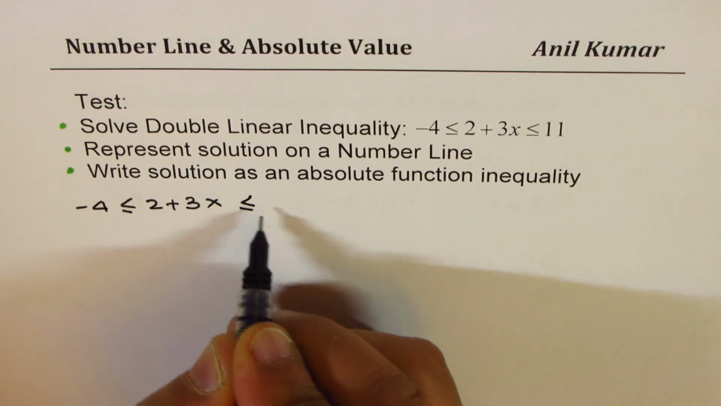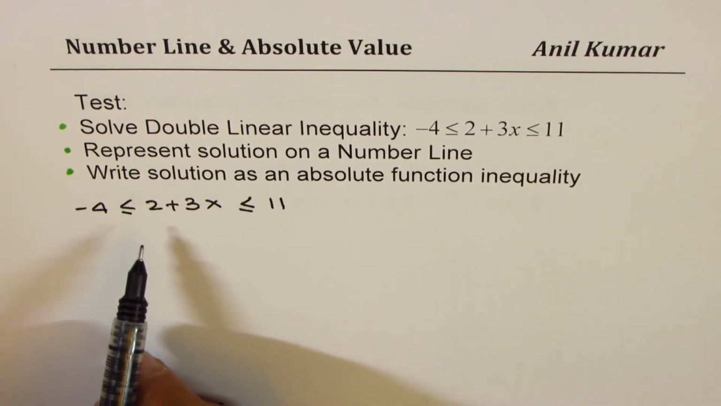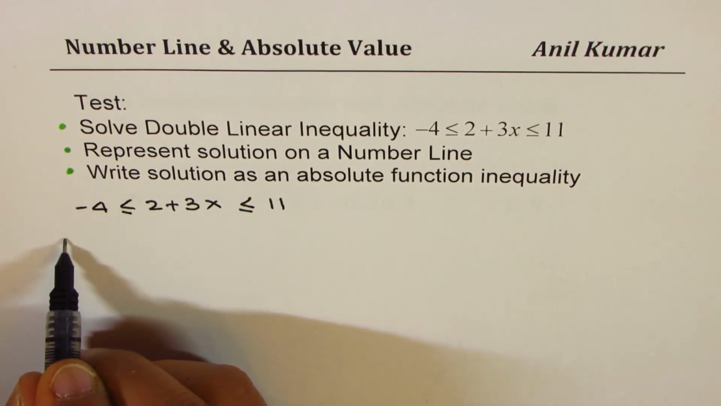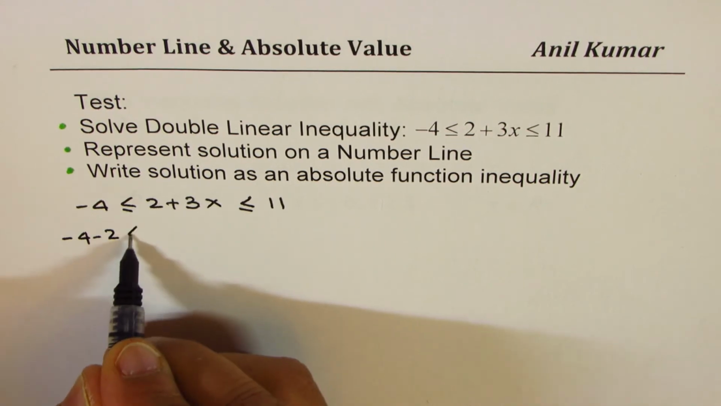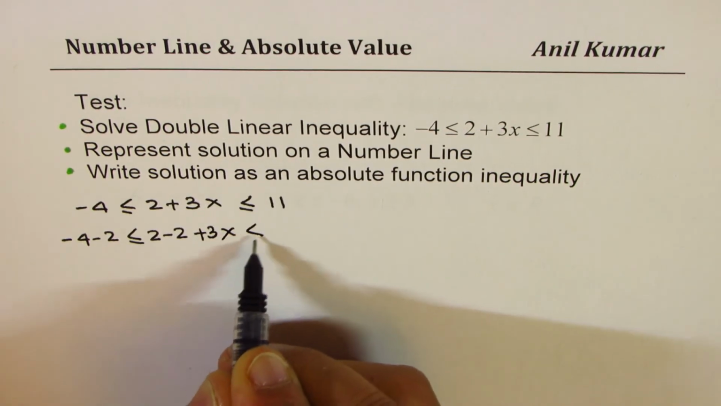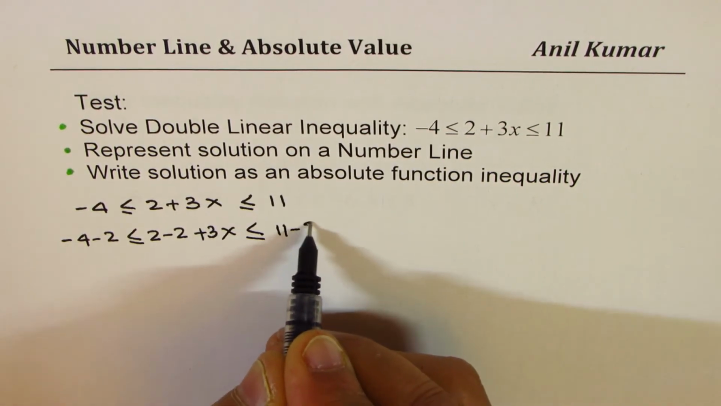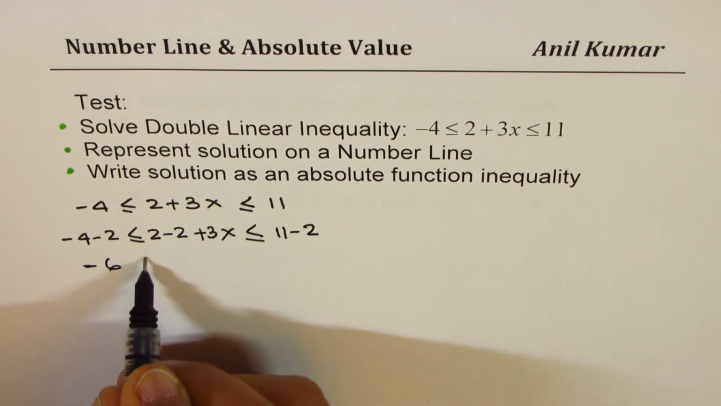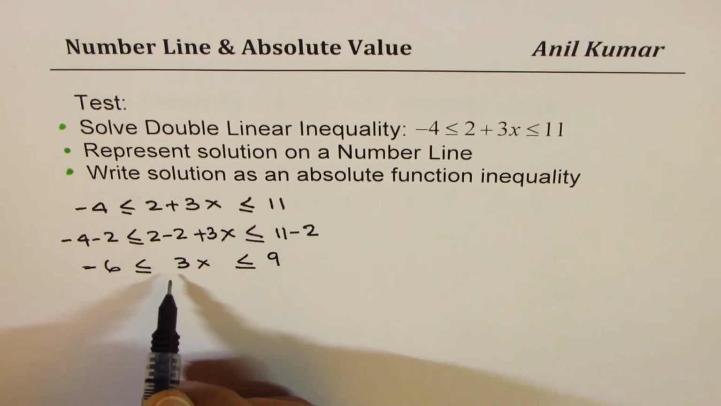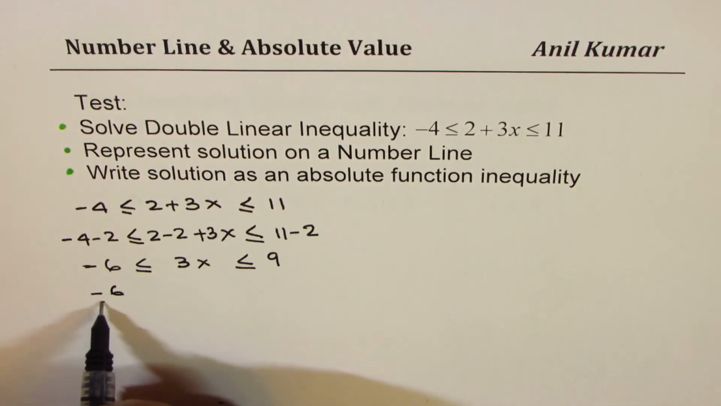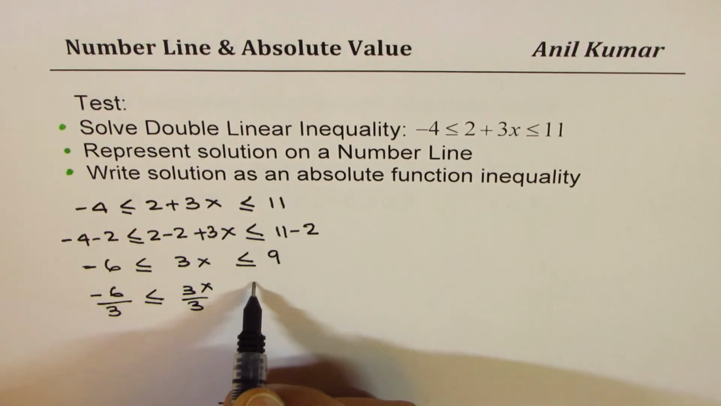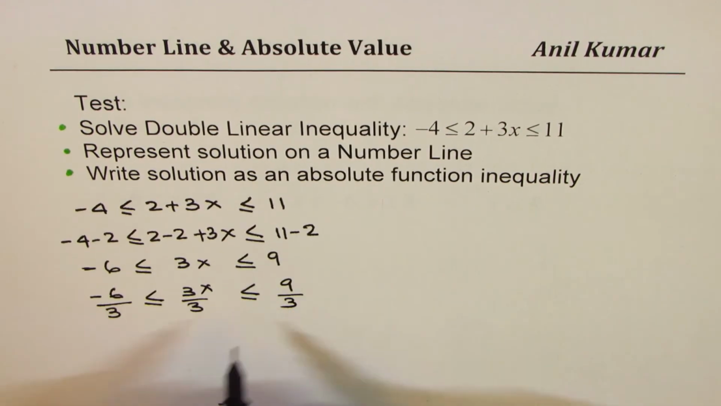So let's begin with the very first part, which is solving the inequality minus 4 less than or equal to 2 plus 3x, which is less than or equal to 11. So the operations are, first we'll take away 2, then divide by 3. When you take away 2, you get minus 4 minus 2 less than or equal to 2 minus 2 plus 3x. So take away 2 from all the three terms, right? So you get minus 6 is less than or equal to 3x, which is less than or equal to 9.